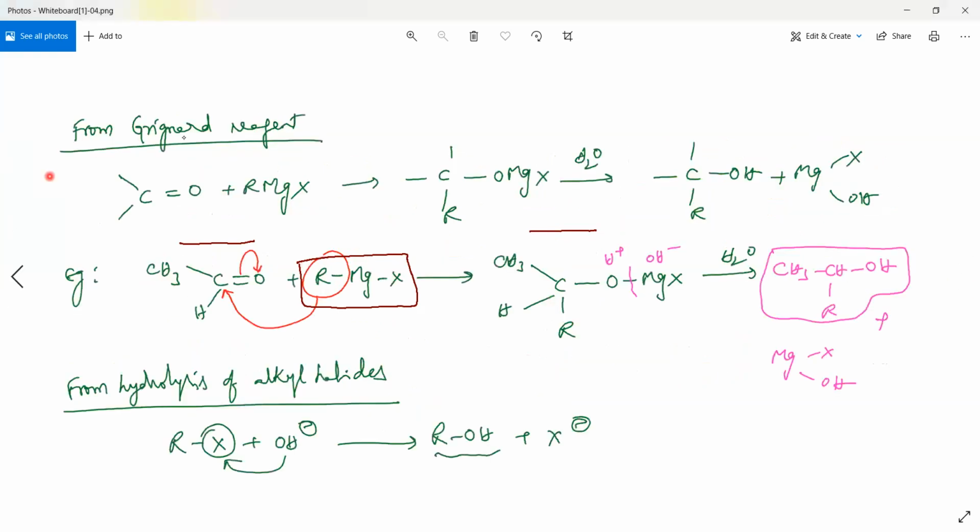Next, from Grignard reagent. What is it? From Grignard reagent, RMgX. Always the role of RMgX, example you see here. What is it giving? Grignard reagent always produces R minus. That R minus will be attached to the carbon having positive charge, and O will get a minus charge, and MgX will be attached to that O, right? So like this.